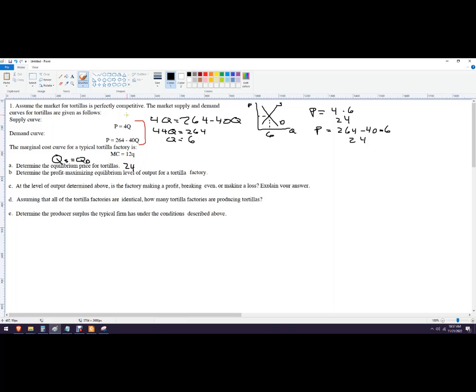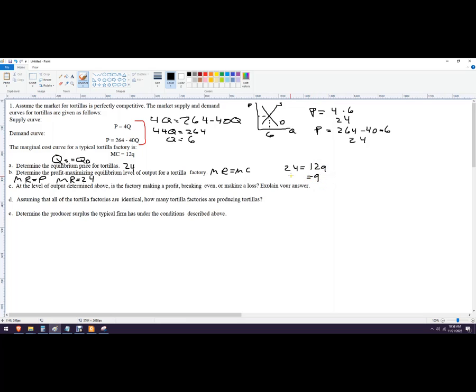Now, what we also know about perfect competition is that marginal revenue equals price. Since the price is 24, MR must also equal 24, because all the tortillas are exactly the same. To get the profit-maximizing level for the individual tortilla factory, I set MR equal to MC, so 24 equals 12q. We use the lowercase q because this is for one firm.